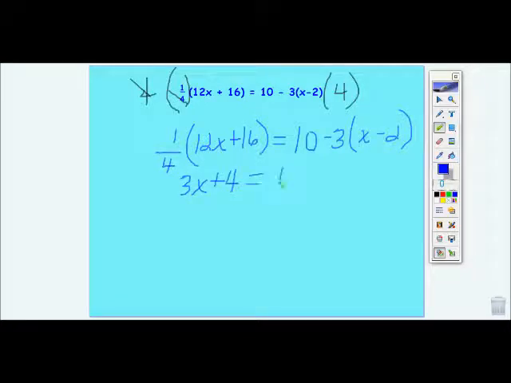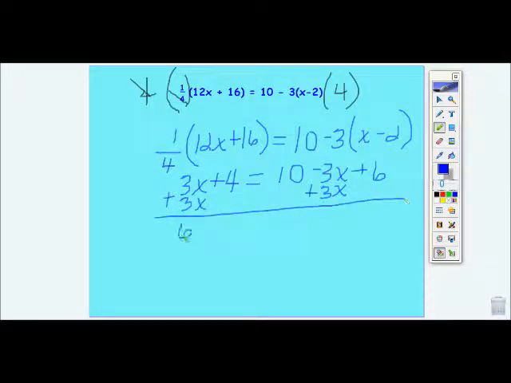And then on the right side, I have my 10, and then I can distribute my negative 3. So negative 3 times x would give me a negative 3x. Negative 3 times a negative 2 would give me a positive 6. Again, this is a more complicated sentence. So let's get our like terms together. When we do the variables on the same side, 3x is larger than a negative 3x. So I'm going to add 3x to both sides.